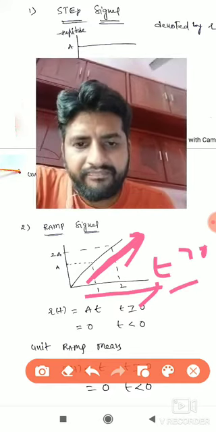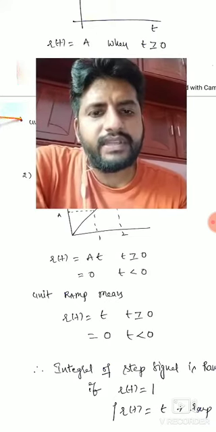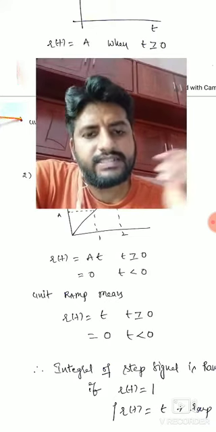So these are the fundamental things. Each and every person knows about these things. I don't want to waste my time explaining more on this. If it is a unit ramp, A can be replaced by 1. So r(t) is equal to t for t greater than or equal to 0, and r(t) is equal to 0 for t less than 0. So this is called the unit ramp signal.